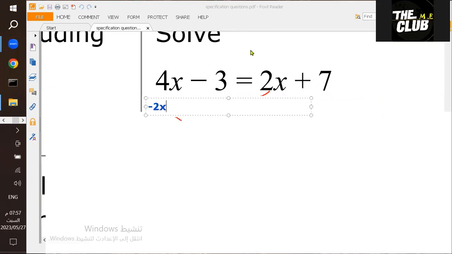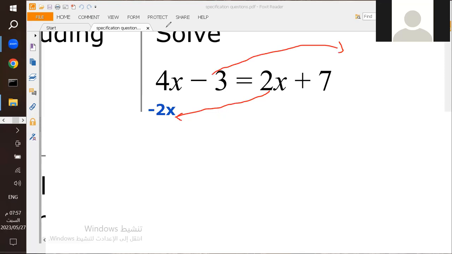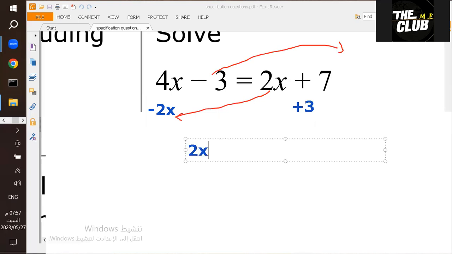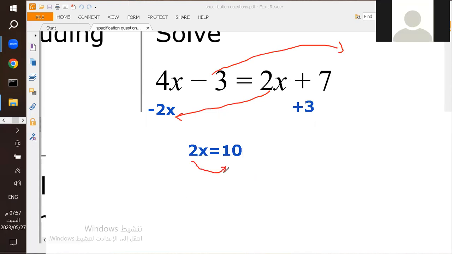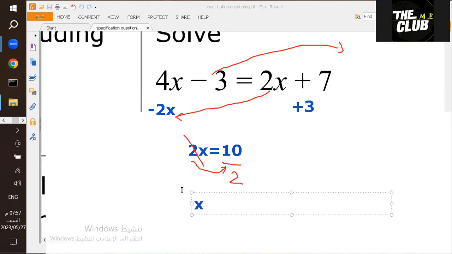This one, on the other side, it's going to be positive. So 4 minus 2 gives 2x, right? 2x equals 7 plus 3, which is 10. And then we divide by 2. We move the 2 to the other side as division because it was multiplication, and x equals 5. Easy. Yes. Now let's move on to the next one.